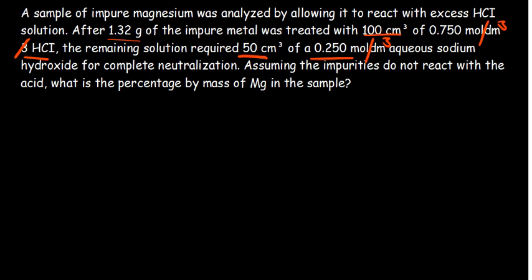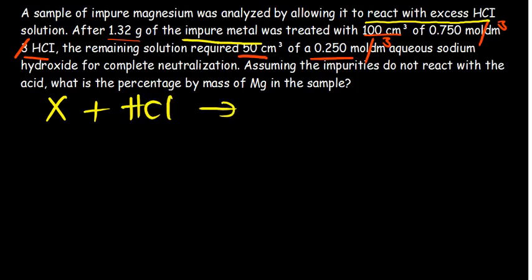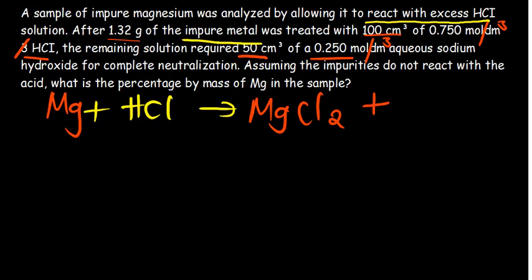So we are reacting this impure metal of 1.32 grams with 100 cubic centimeters of 0.750 hydrochloric acid. So what is the first reaction? This metal reacts with HCl in the first reaction. Of course, the metal we're dealing with is magnesium, so we have magnesium chloride there, in the ratio of 1 to 2. What other product do we expect to have? Hydrogen, I believe so. Okay, so what is our reaction?